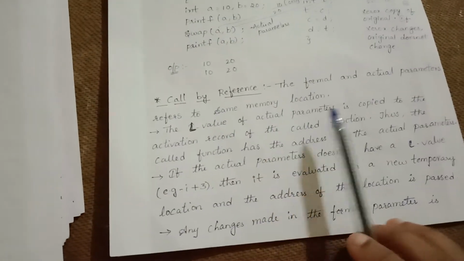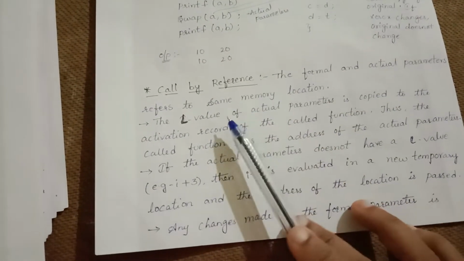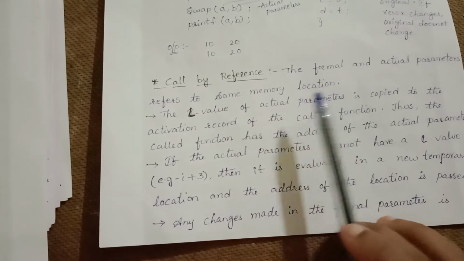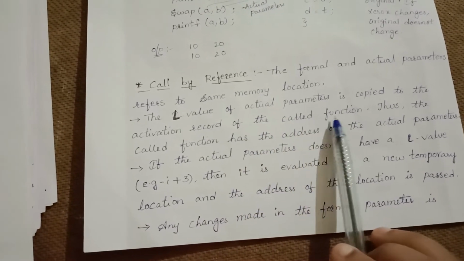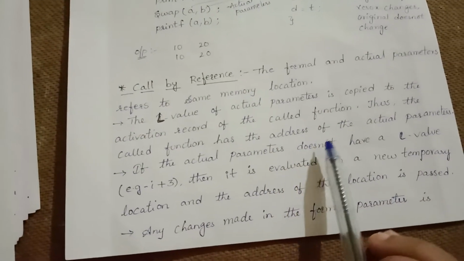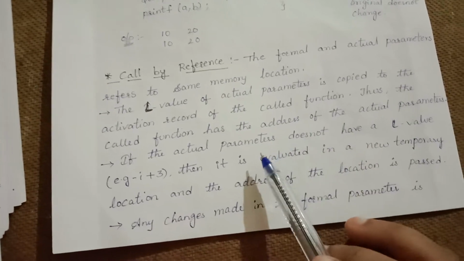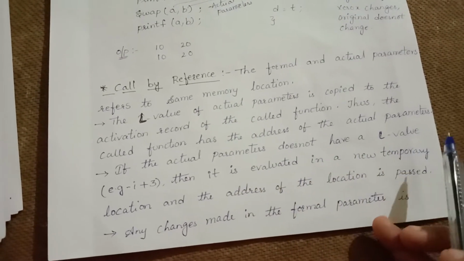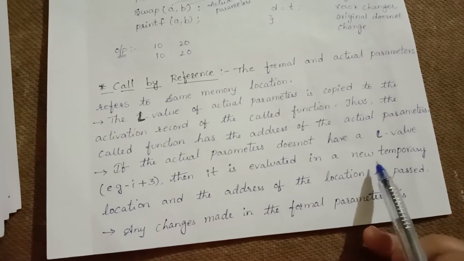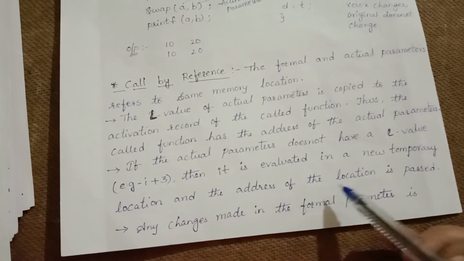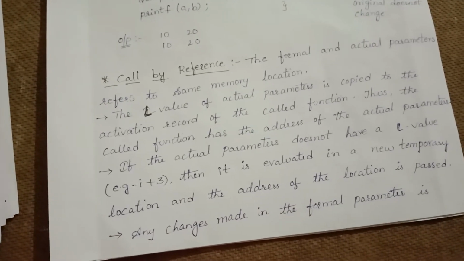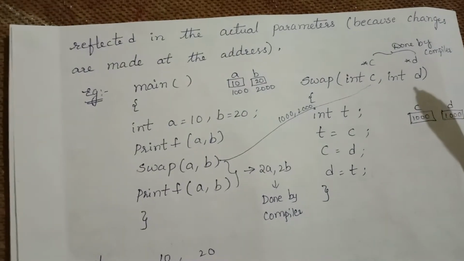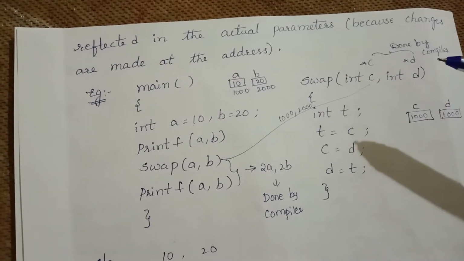And next one is call by reference. The formal and actual parameters refer to the same memory location. The L value of actual parameters is copied to the activation record of the called function. Thus, the called function has the address of the actual parameters. If the actual parameter does not have an L value, then it is evaluated in a new temporary location and the address of the location is passed. Any changes made to the formal parameter are reflected in the actual parameters, because the changes are made at the address.